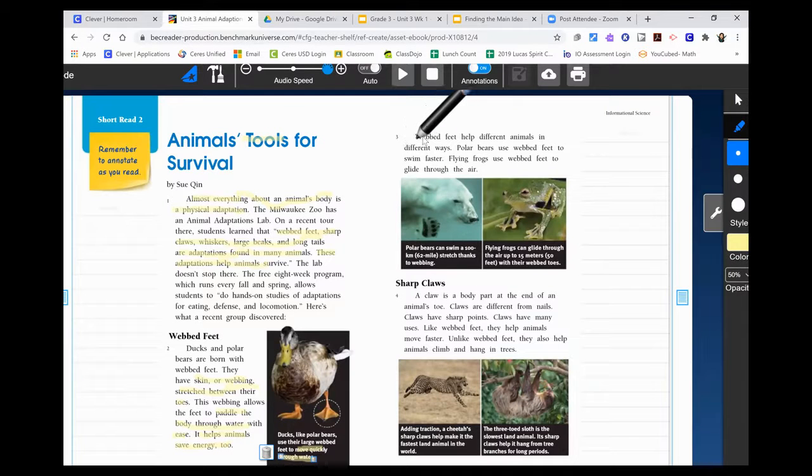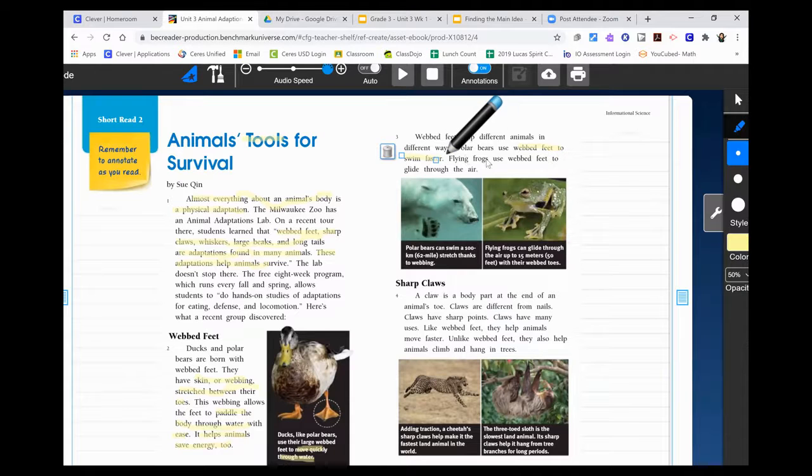Paragraph 3. Webbed feet help different animals in different ways. Polar bears use webbed feet to swim faster. Flying frogs use webbed feet to glide through the air. Okay, so I'm going to highlight webbed feet to swim faster because I know that polar bears and probably other animals use their webbed feet to swim faster.